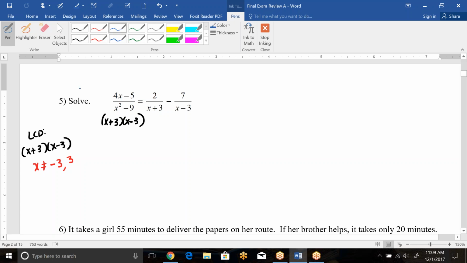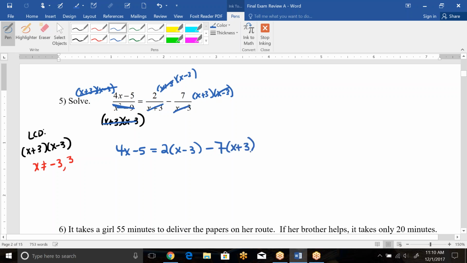So once you've determined what everything is, you're going to multiply each term by the x plus 3, x minus 3. As long as we do that all the way across the equation, it's legal. In the first group, the x plus 3, x minus 3's cancel completely, so this denominator is gone, and that would just be 4x minus 5. In the second group, the x plus 3's cancel, but we'll still have a 2 and an x minus 3. Be careful right here. In the middle there's a minus sign. The x minus 3's are going to cancel, and this will be a 7 times an x plus 3. So then we would want to distribute, combine like terms, and solve.